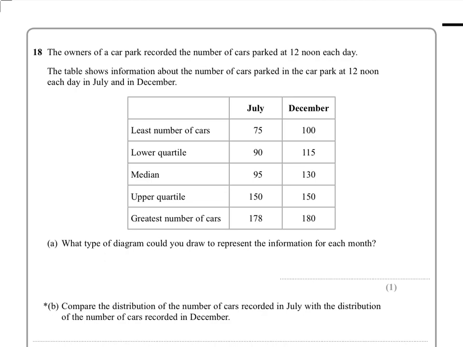Now with this question, you're given values: the least value, the greatest, the lower quartile, the upper quartile, and the median. So when you've got lower quartile, upper quartile, and median, you really should be thinking cumulative frequency graphs or box plots. And it says what type of diagram could you draw to represent the information for each month. As you do have the lower quartile, the median, and the upper quartile value, I would say box plot here.